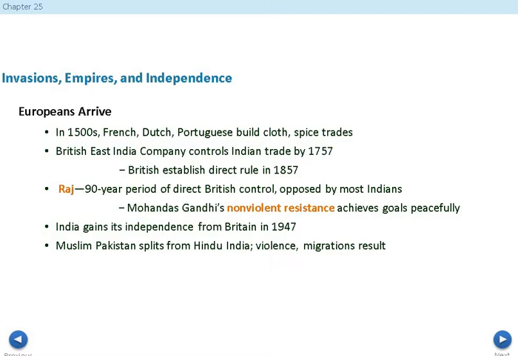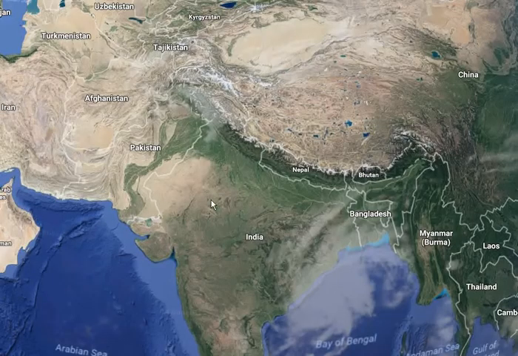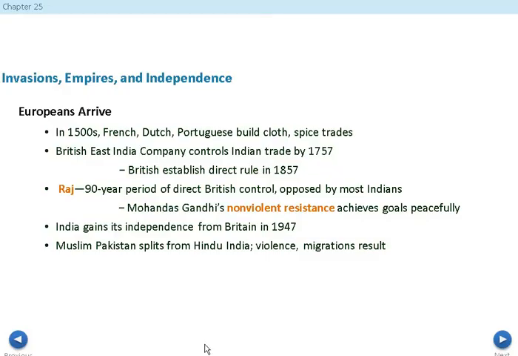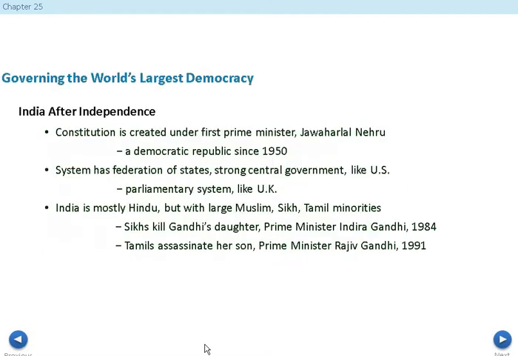Again, 1947, 1948. Now, Muslim Pakistan. Pakistan is going to break away from India. India had controlled Pakistan, and Pakistan says we're going to leave, basically for our religious rights. This is going to start violence and migrations. Again, a lot of people are going to be unhappy about this.